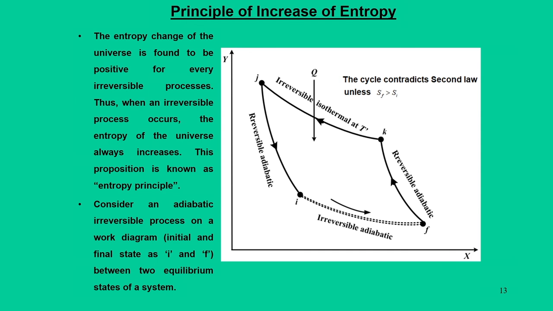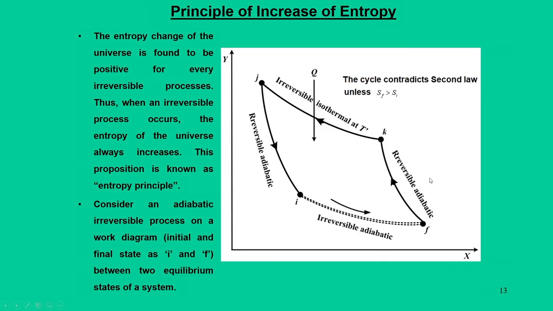Now, with this idea and with the Clausius inequality, we are going to talk about the entropy principle. What does this mean? The entropy change of the universe is found to be positive for every irreversible process. Thus, when an irreversible process occurs, the entropy of the universe always increases, and this is called the entropy principle, which means the entropy of the universe always increases.